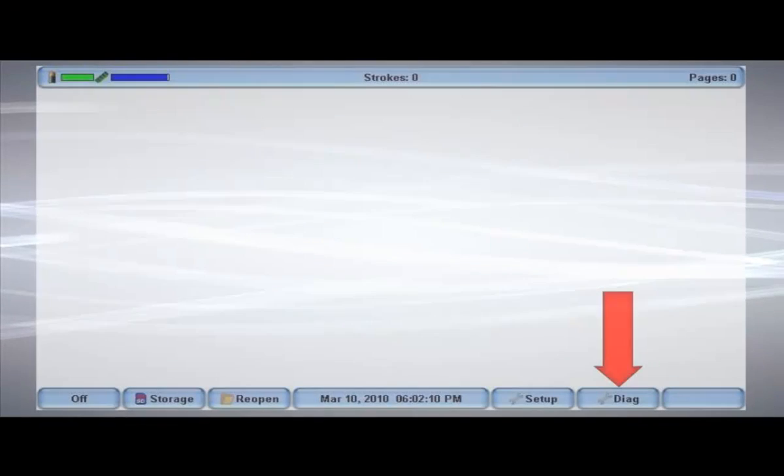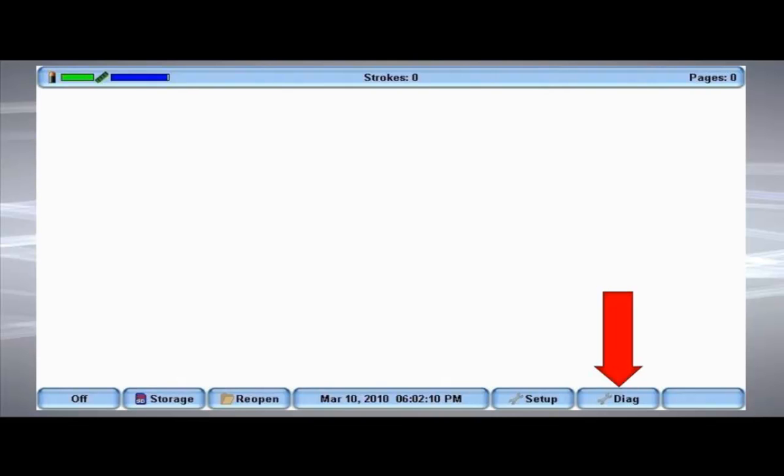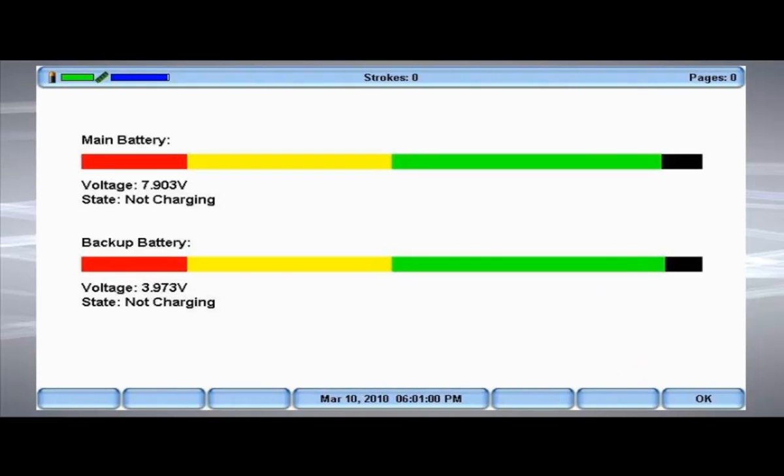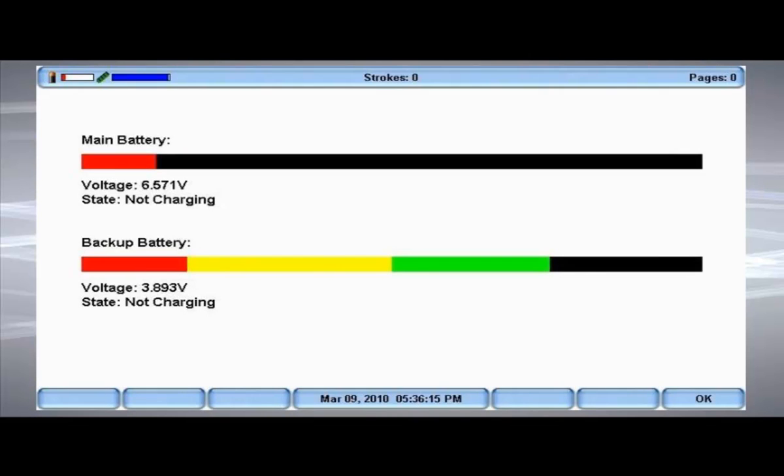You can view the voltage levels of your batteries. First, unplug the Wave and turn the writer on. From the opening menu, press Diag, then Battery. The battery status screen displays. The indicator bar provides an approximate indication of the battery voltage level. Green indicates fully charged, yellow is charged, and red indicates the charge is low.